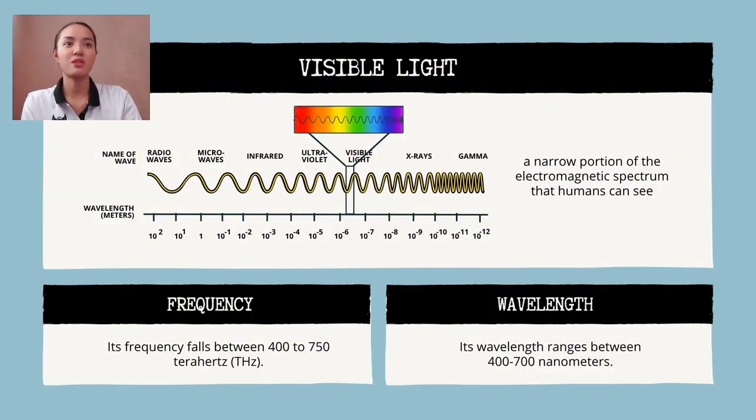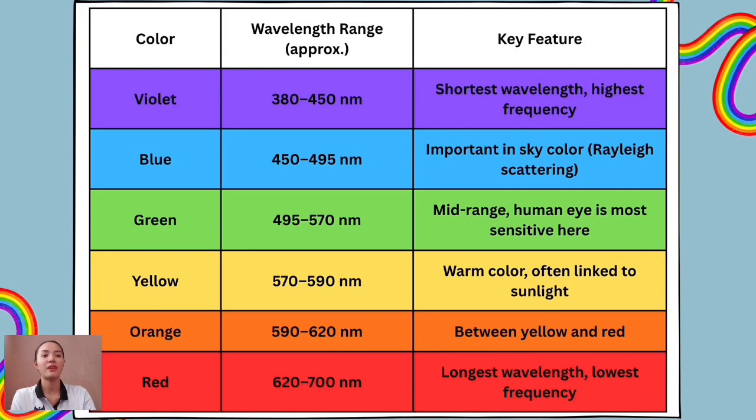So the visible spectrum is composed of 6 major colors, each with its own characteristics and wavelength range. Violet light, with wavelengths between 380 to 450 nanometers, has the shortest wavelength and the highest frequency. Blue light, on the other hand, ranges from 450 to 495 nanometers and plays a role in the blue color of the sky due to Rayleigh scattering, where shorter wavelengths scatter more in the atmosphere.